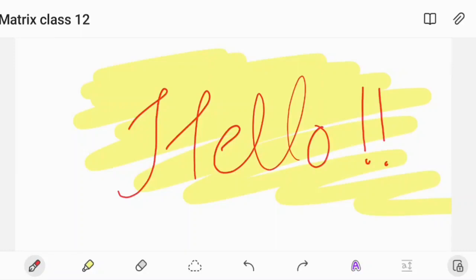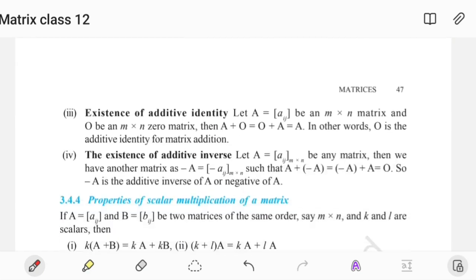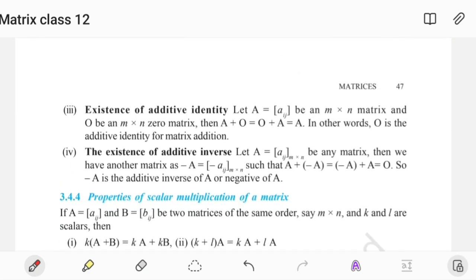In the last lecture, we began a new topic, operations on matrices. Today, we are going to continue the same topic. In the last class, we discussed some properties of matrix addition. In continuation, we are going to discuss property number 3 and property number 4.